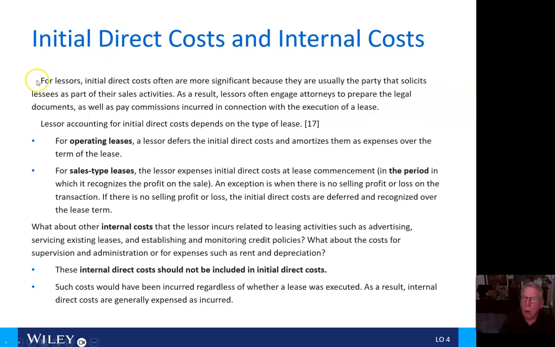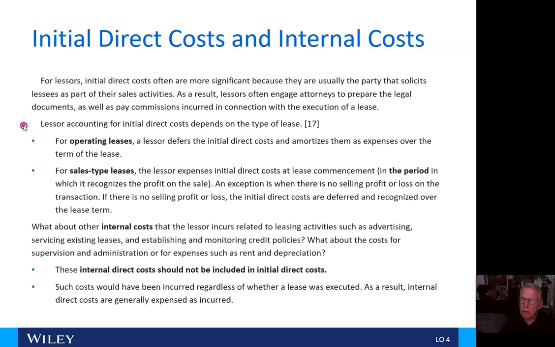Okay, so now initial direct costs and internal costs. Here, for lessors, initial direct costs often are more significant because they are usually the party that solicits lessees as part of their sales activity. As a result, lessors often engage attorneys to prepare the legal documents as well as pay commissions incurred in conjunction with the execution of a lease.